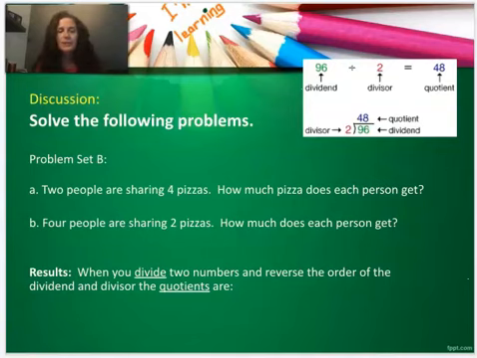Did you get 4 pizzas divided by 2 people is 2 pizzas per person? I hope they're hungry. 4 people are sharing 2 pizzas for part B. This time it's 2 pizzas divided by 4 people, so this time they only get a half a pizza per person. What's funny is probably half a pizza is plenty. So the results I want you to focus on is when you divide 2 numbers and reverse the order of the dividend and the divisor, the quotients are not equal. They're actually reciprocals or multiplicative inverses of each other.